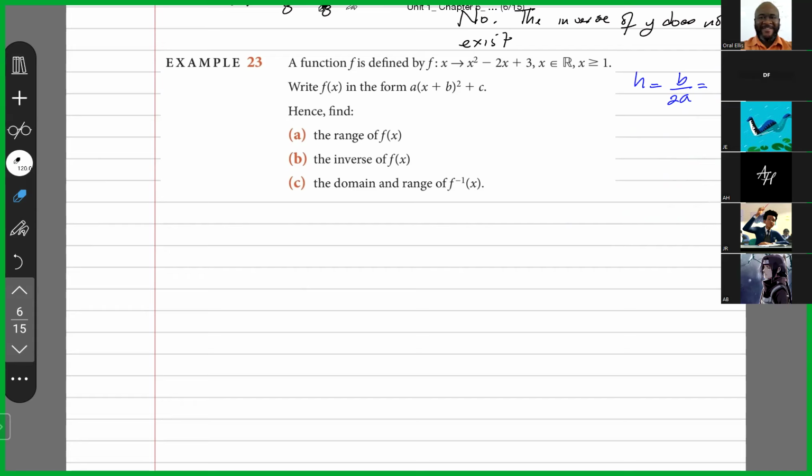H is equal to minus B over 2A, not B over 2A. So it's minus 2 over 2 times 1, which is minus 2 over 2, which is equal to minus 1. K is equal to F of minus H, which would be equal to F of 1, because if H is minus 1, minus H would be minus minus 1, which is 1.